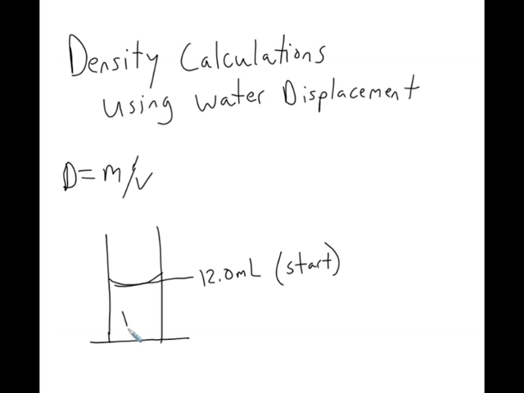So we drop in an object that sinks. We drop in a rubber stopper here. When the rubber stopper sinks to the bottom, it's going to force water to go upwards. The more water that goes upwards, the bigger the object. The rubber stopper is not very big, so we read the meniscus again at the bottom. Let's say it went up to 16.3 milliliters.